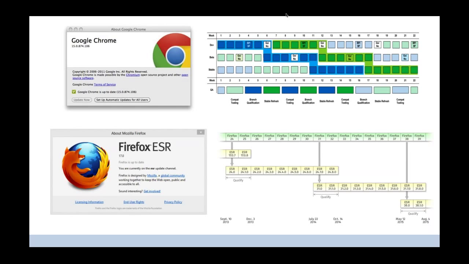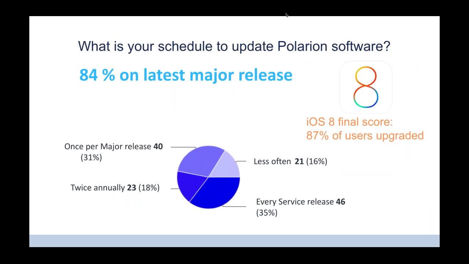Another way to view this release train is just to consider these statistics. We asked our customers, what is your schedule to update to our software? 84% responded they use our latest major release. We release our software 4 times a year. Every quarter there is a release. Most of them release updates in their software even twice.